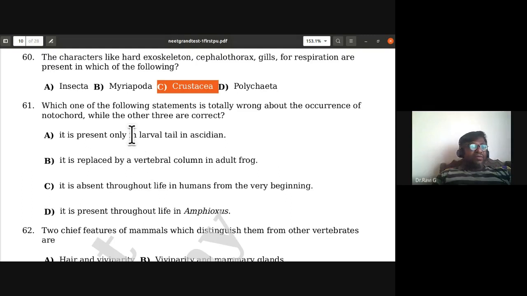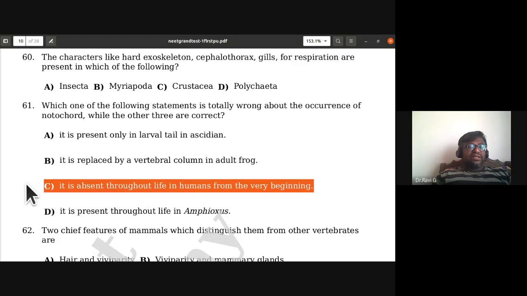61st, which of the following statements is totally wrong about the occurrence of notochord while the other three are correct? It is present only in larval tail in Ascidian. It is replaced by a vertebral column in adult frog, as is noticed in the vertebrates. It is absent throughout life in humans from the very beginning. So this is wrong. C is the wrong statement.